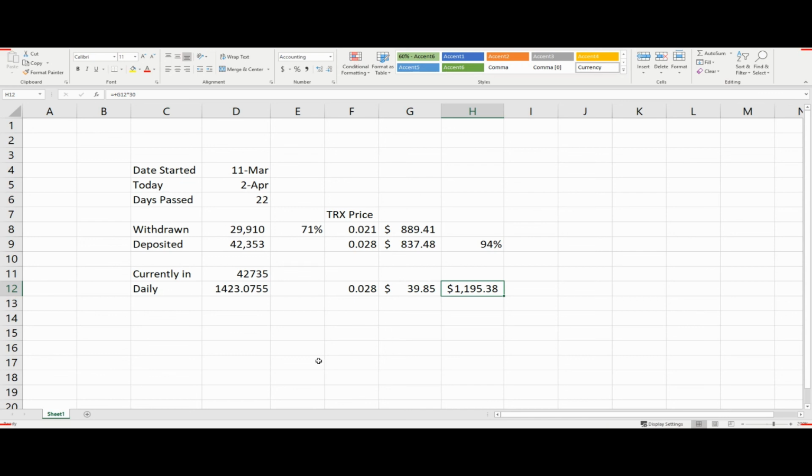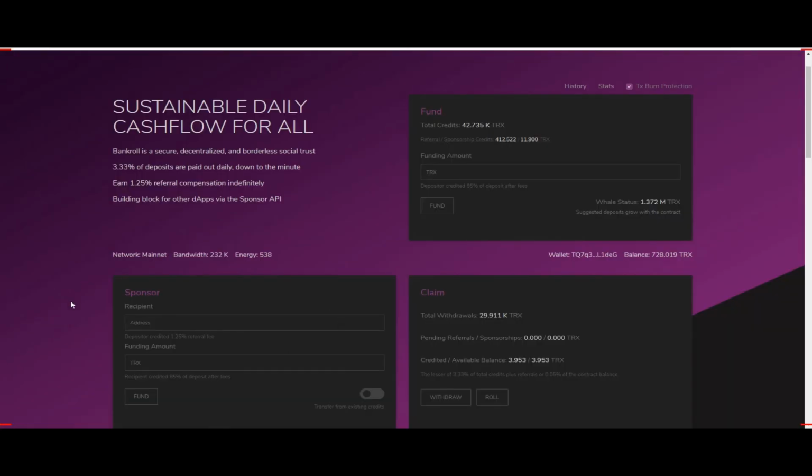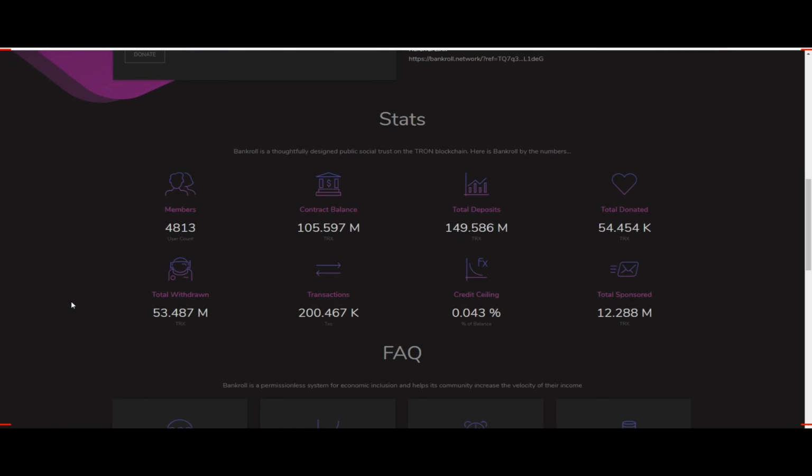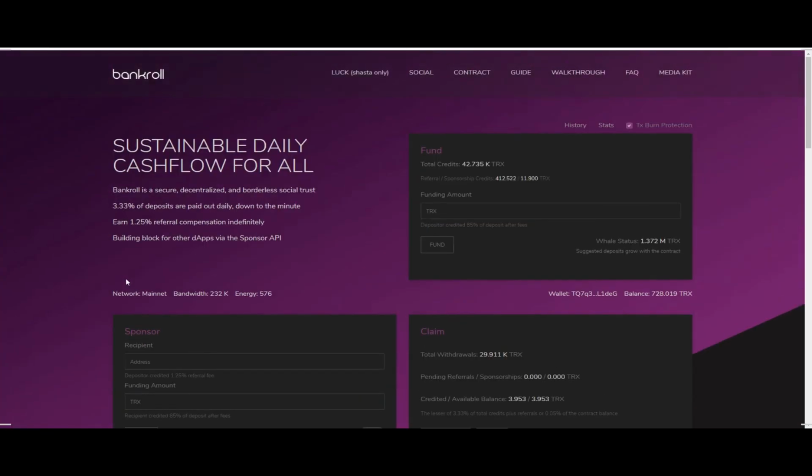So that's why I liked this contract, and I got in very early, and it's still going, it's growing. The members are growing, the contract balance is still growing incredibly, and the deposits, 150 million Tron in the contract. So I'm just gonna keep playing with this and see where it goes. I just wanted to give you that update.